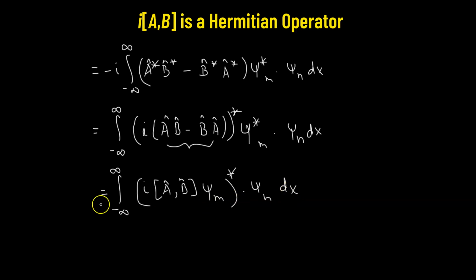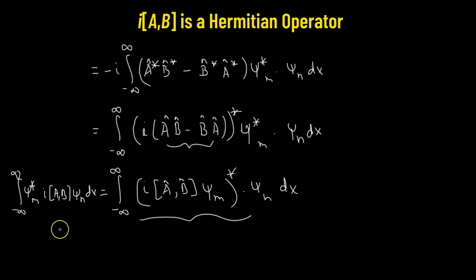So let me write it down. Here we started out with the integral from negative infinity to positive infinity of psi star m, times i times the commutator operator [A, B] operating on psi n dx, and we obtained this particular integral, which proves that the operator i times the commutator operator [A, B] is Hermitian. This is what we were asked to prove. Thank you.